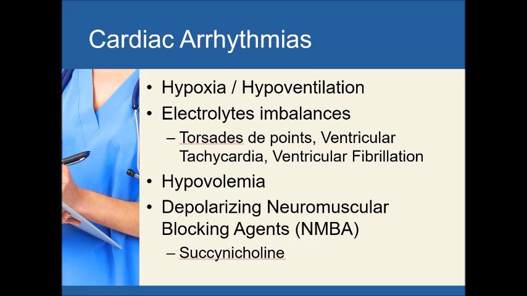So cardiac arrhythmia is an irregular heart rhythm, and they can vary from being asymptomatic and chronic to being acute and lethal. Some of the causes for cardiac arrhythmias include hypoxia and hypoventilation, electrolyte imbalances, low blood pressure, hypovolemia, and some paralytics such as succinylcholine.